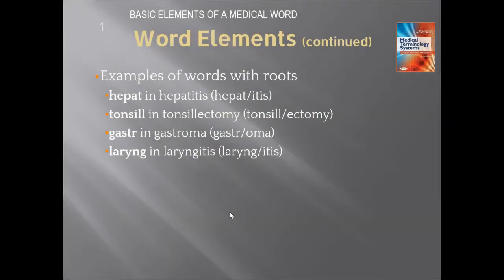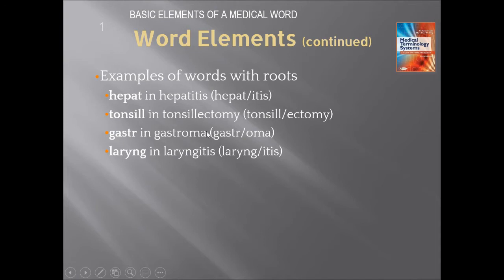Okay, so some words with roots. Here's your word root. In hepatitis, it's hepat. So we put hepat and then slash, and then itis is going to be your suffix. And this word hepat means kidney, just so you know. And then itis means inflammation. Okay, tonsillectomy. Tonsil means, I know, wait for it. Tonsil, ectomy means removal. So it's removal of the tonsils when you have a tonsillectomy. Several of y'all probably had those.